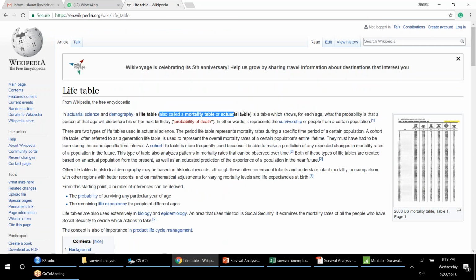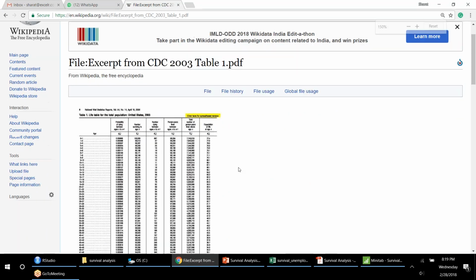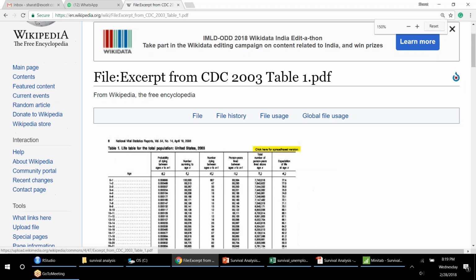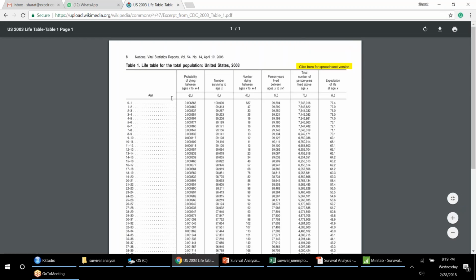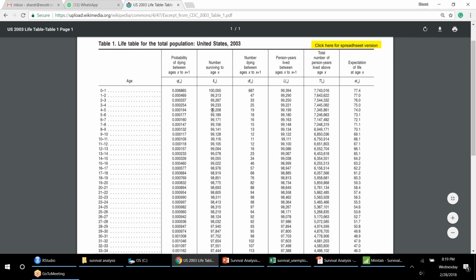This is also called the mortality rate or actual rate. If you look at this image, it is a life table for the total population of the United States. This is an example. Between age 0 to 1, what is the probability of dying? What is the probability of surviving, et cetera?